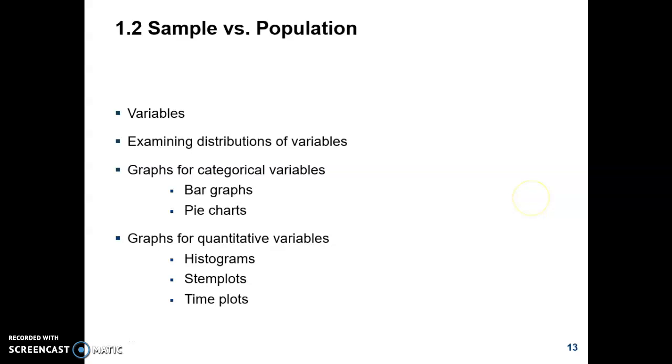So let's make sure we're clear on sample versus population. They both have variables. We're looking at the distribution of the variables. And if we're doing graphing, we're typically looking at something like bar graphs or pie charts. Later we'll look at time plots, which are very useful as well. And when we look at the graphs for the quantitative instead of the categorical, that's where the time plots will come in.